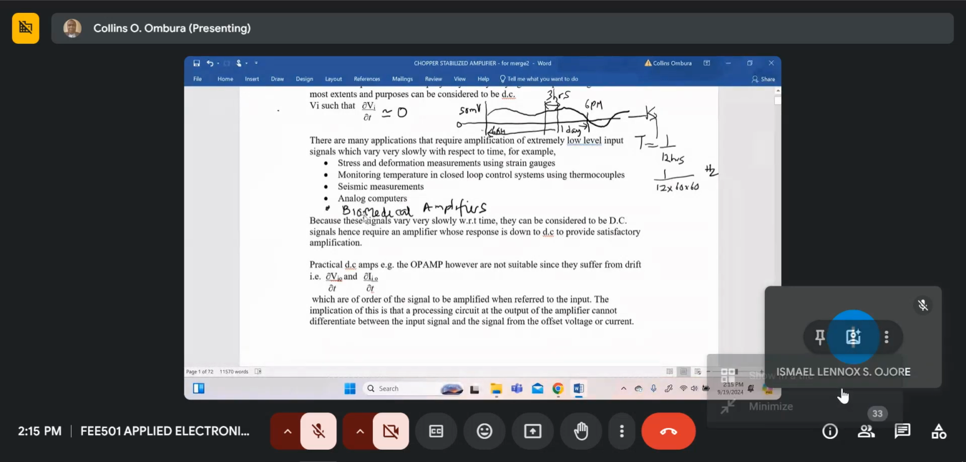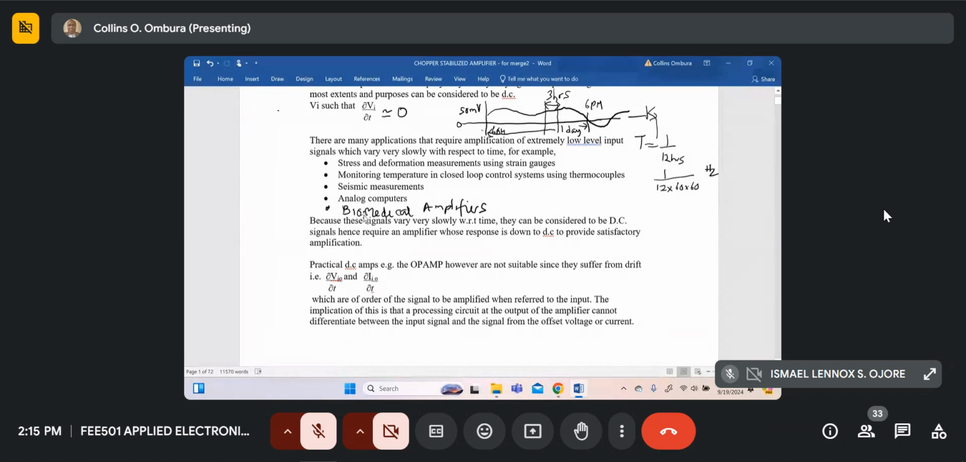So we said that because the signals are low level and vary very slowly with respect to time, they can be considered to be DC signals, or very slowly varying DC signals. We use an amplifier that can work up to the DC frequency range.